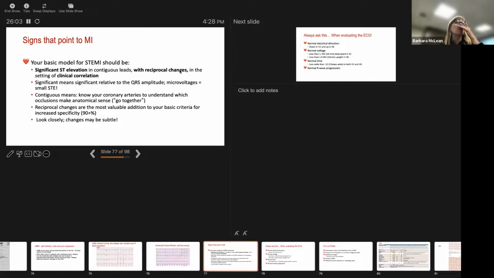So signs that point to an MI, you have to have a basic model for interpretation of your patients and really looking at what's occurring. And that basic model is really ST segment elevation in contiguous leads and reciprocal changes in the setting of a clinical correlation. There's some reason that you think the patient is having a STEMI. And significant means in relative QRS amplitude that your ST segments are elevated. Now, if I have a really small R wave, just half a box of ST elevation could be considered significant. So that's really, really important. Also remember about contiguous and reciprocal, and also remember that changes may be very, very subtle.